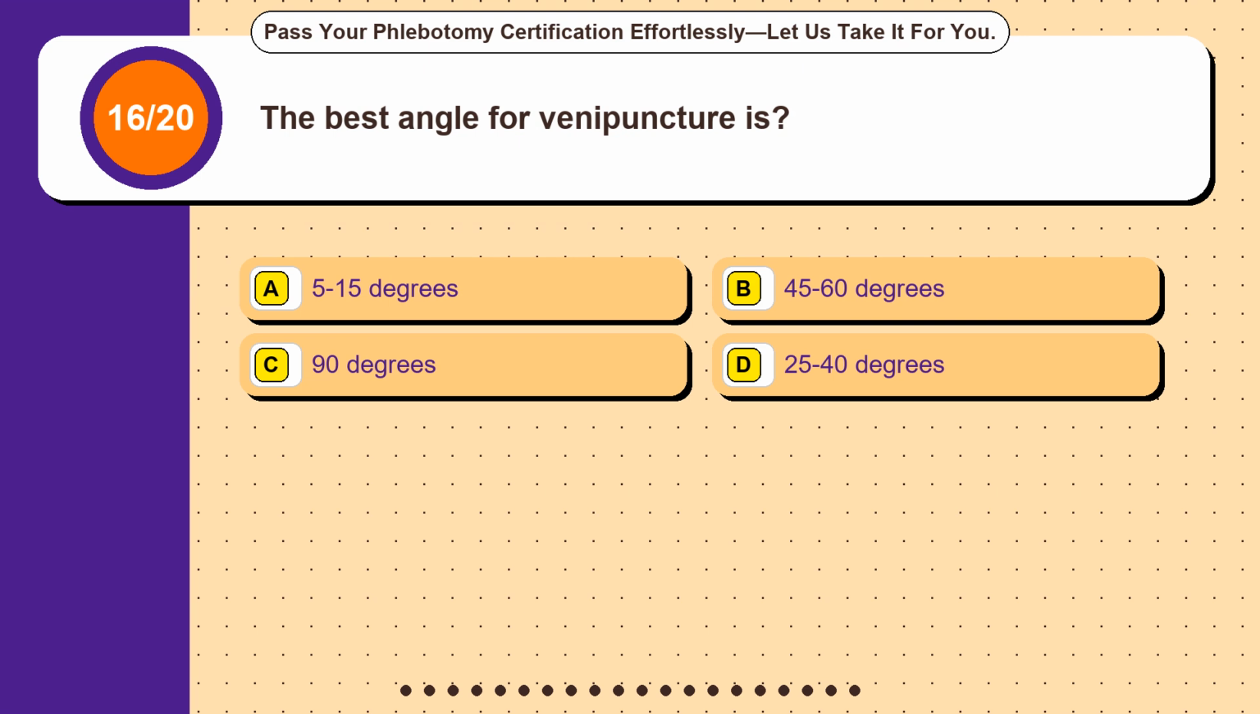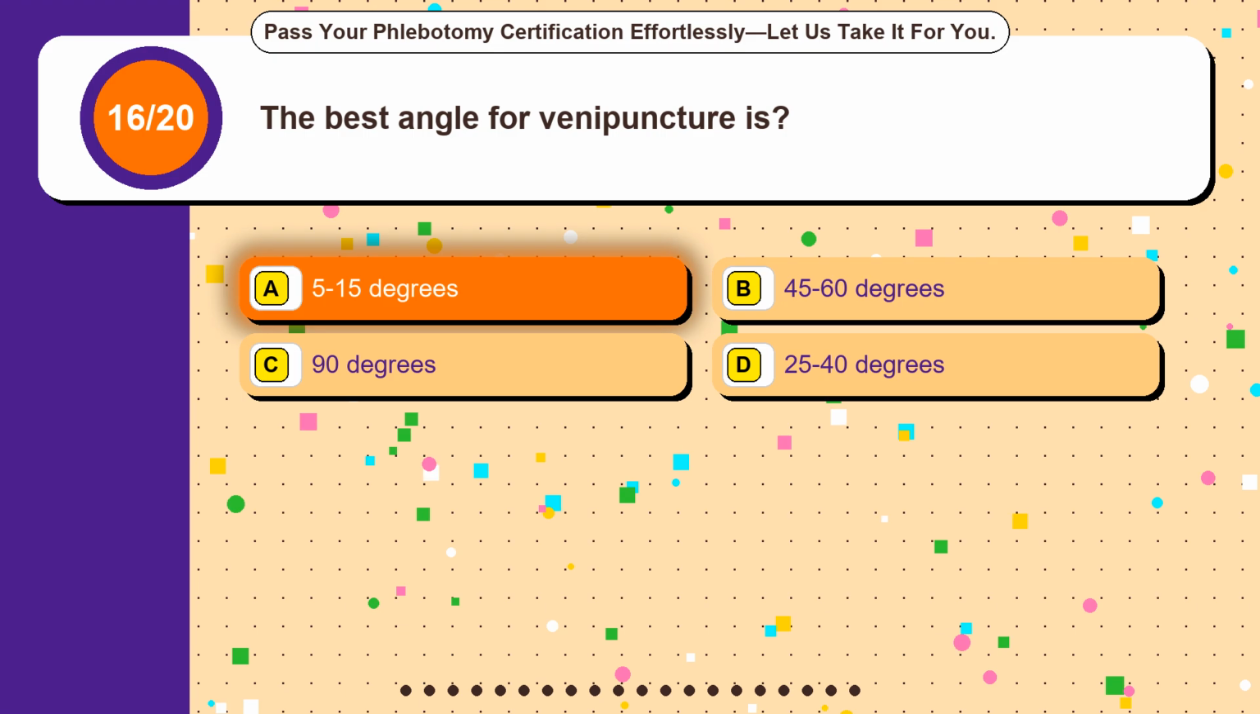Question 16. The best angle for venipuncture is: Option A, 5 to 15 degrees. Option B, 45 to 60 degrees. Option C, 90 degrees. Option D, 25 to 40 degrees. The correct answer is option A, 5 to 15 degrees.